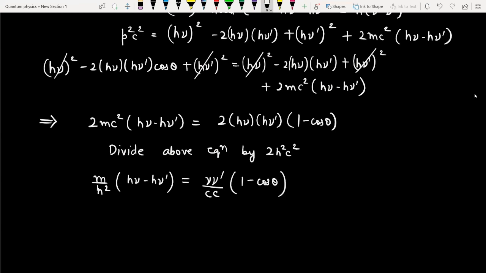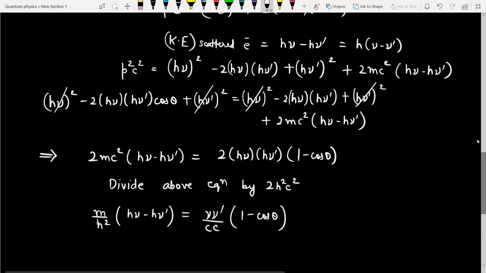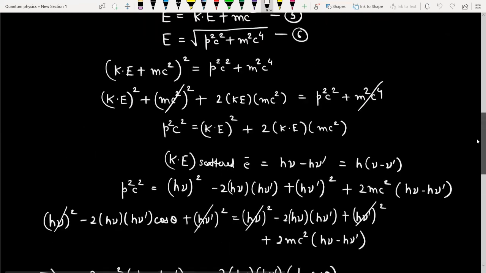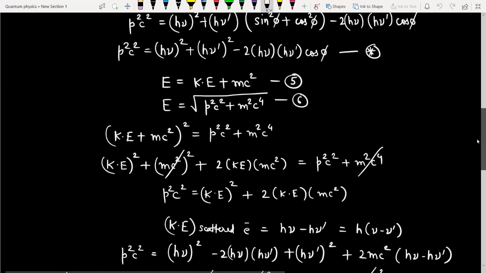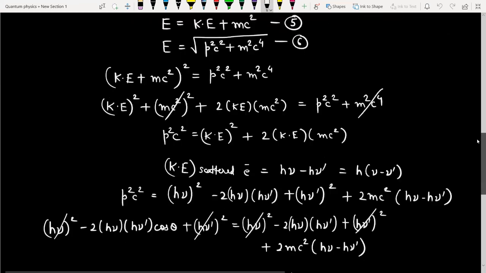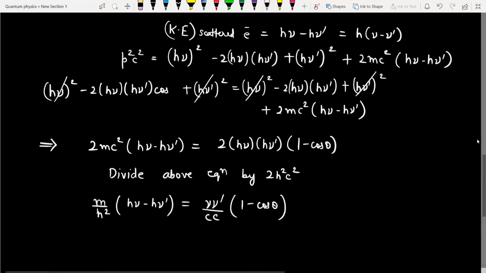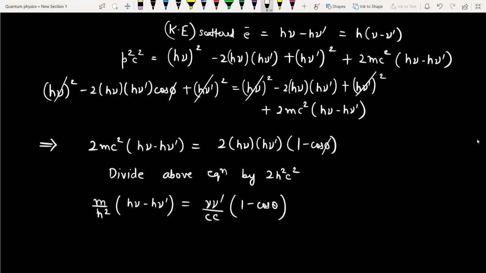Or is it cos of phi? Wait, let me just check. I am writing this theta. It's my bad. I have brought this expression. Yeah, okay, I'm very sorry. It is cos of phi here. I'm using theta, but it is phi. This is phi.